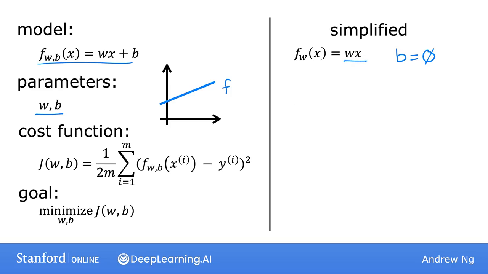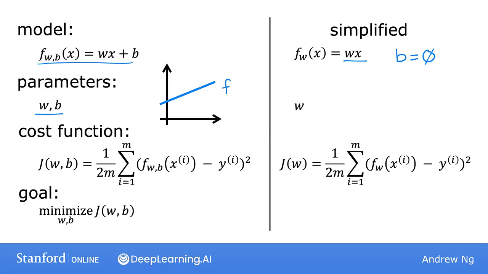So you now have just one parameter w, and your cost function J looks similar to what it was before, taking the difference and squaring it, except that now f is equal to w times x^i, and J is now a function of just w. And the goal becomes a little bit different as well, because you have just one parameter w, not w and b. So with this simplified model, the goal is to find a value for w that minimizes J of w.